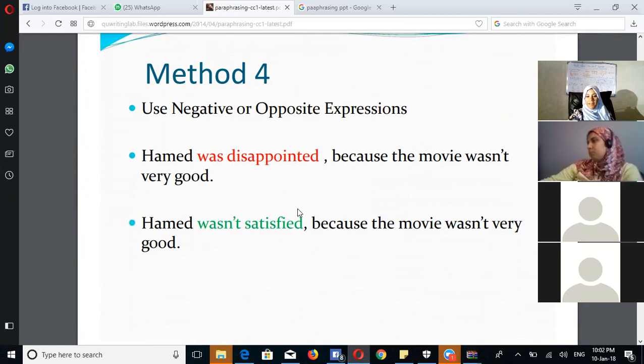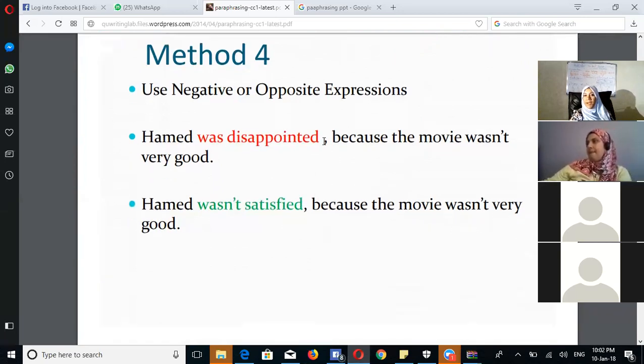Okay, and by the way, we can also paraphrase the second part of the sentence. Who is able to do this? Because the movie wasn't very good.